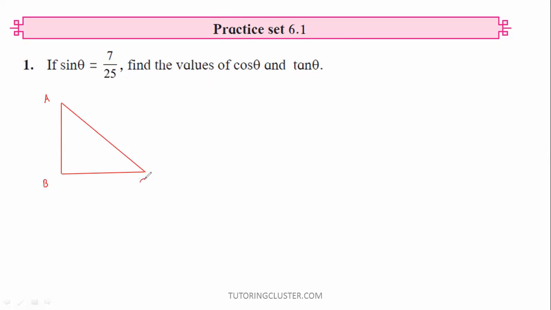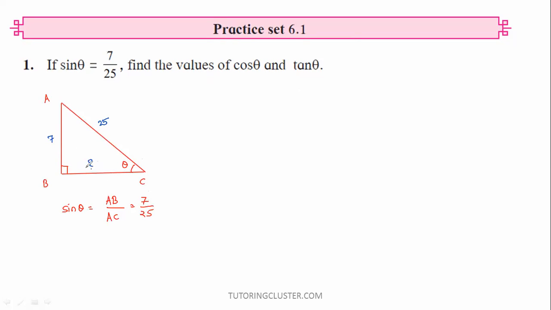So let us consider triangle ABC. This is your angle theta. So what is sine theta? Sine theta is nothing but opposite side upon hypotenuse. What is the opposite side? AB. And what is the hypotenuse here? AC, which is equal to 7 upon 25. Okay, so this is 7. This hypotenuse is 25. So what will be this?